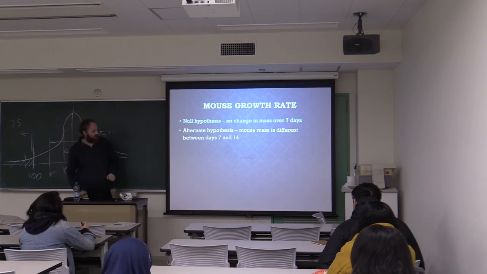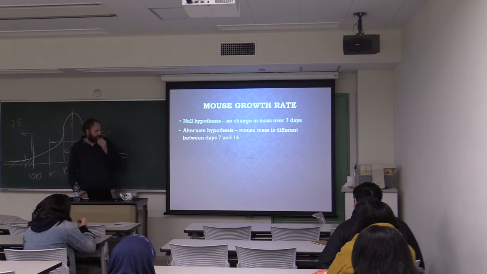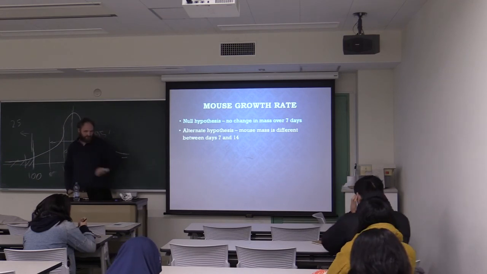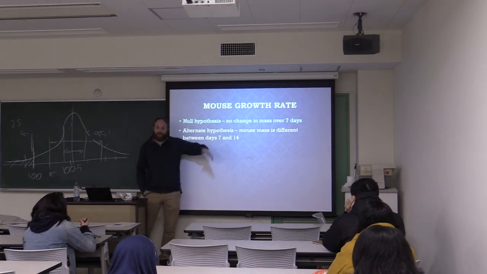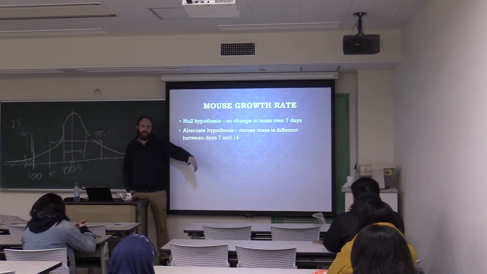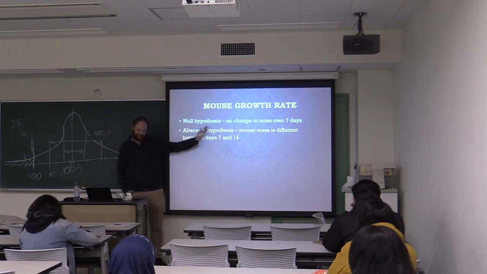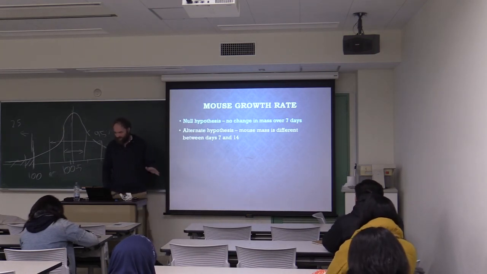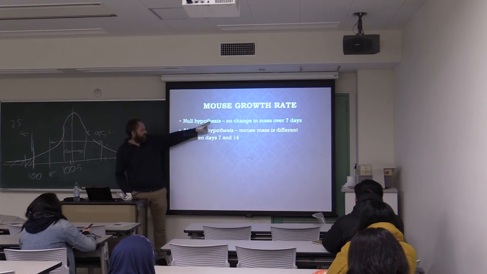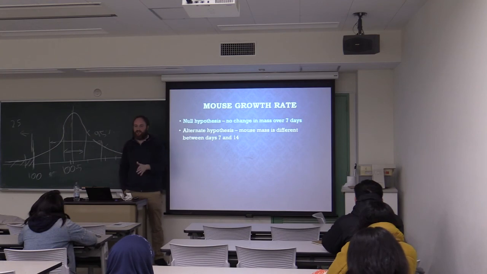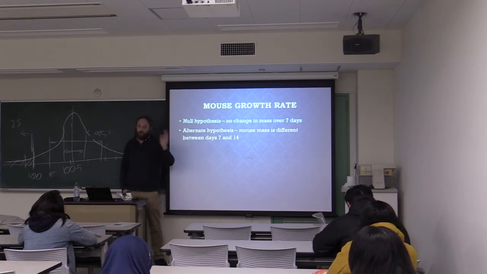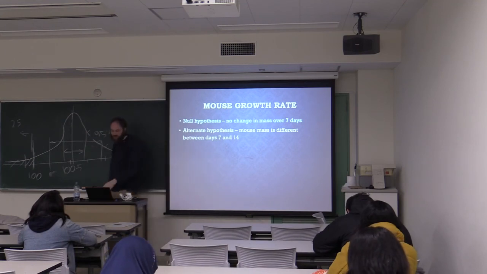Our alternate hypothesis, mouse mass is different between the 2 days, okay? This is actually badly framed here. It should actually be that there's no difference, but we'll use less structured language. So the null hypothesis is that the average mass on day 7 and the average mass on day 14 is the same. The alternate hypothesis is that there is a real difference between the 2 days.